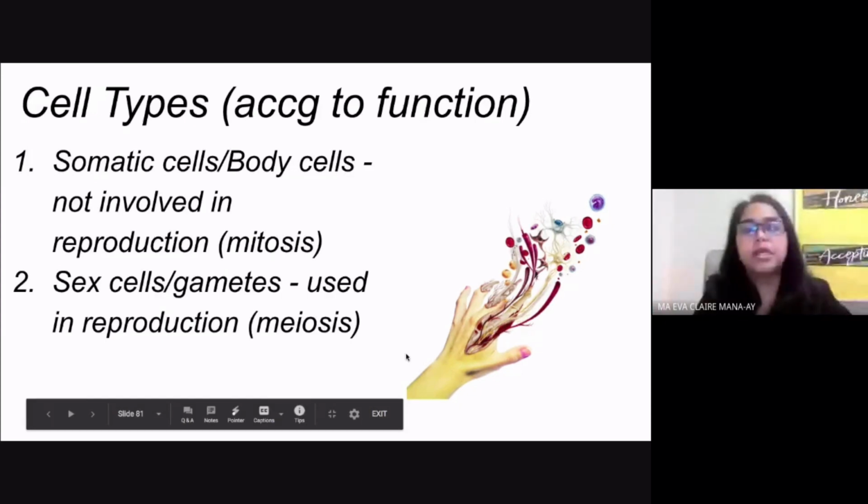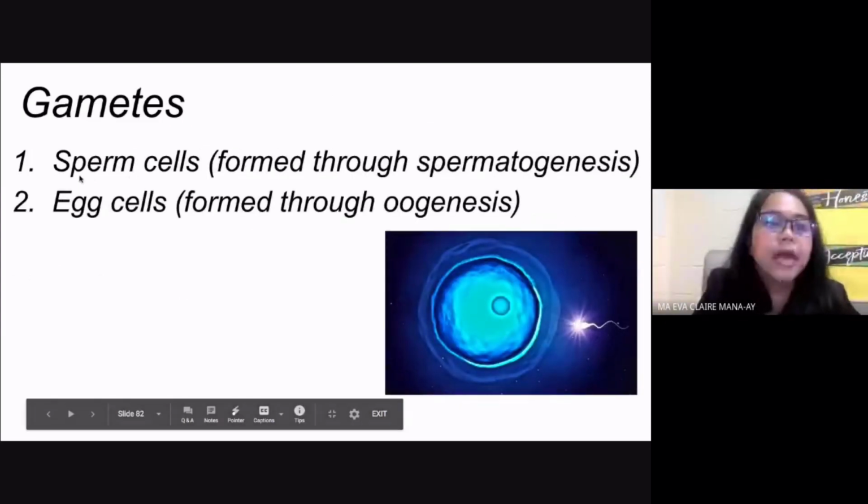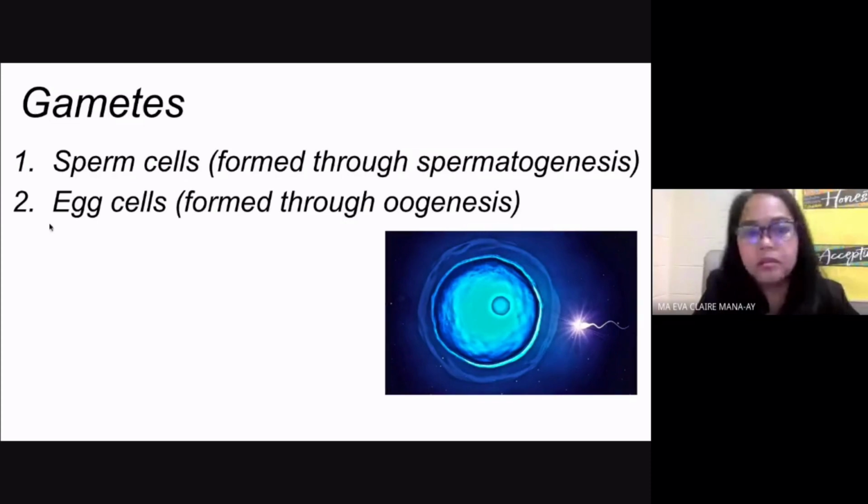Now, your gametes, as I've already mentioned, are the sperm cells for the males and the egg cells for the females. They are formed through gametogenesis, or meiosis. For sperm cells, we call that spermatogenesis, the making of your sperm cells. For egg cells, we call this oogenesis, the making of your egg cells. Again, these are the different types of gametes that we have as part of our sex cells.